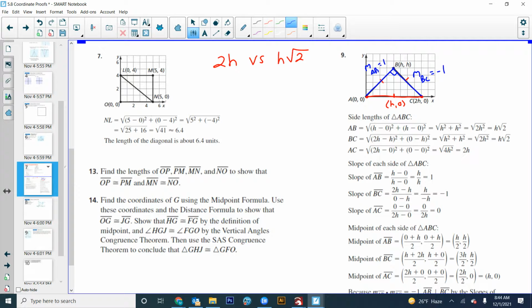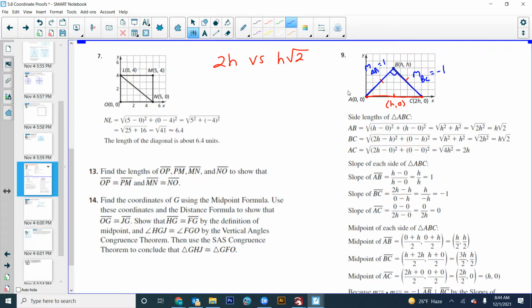What's the slope of AC, that red line segment? 0. Slope of a horizontal line is always 0, right? Slope is 0. All right, let's keep reading. Find the slope of each side, okay. Find the coordinates of the midpoint.